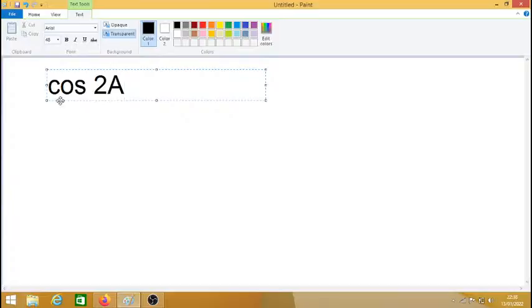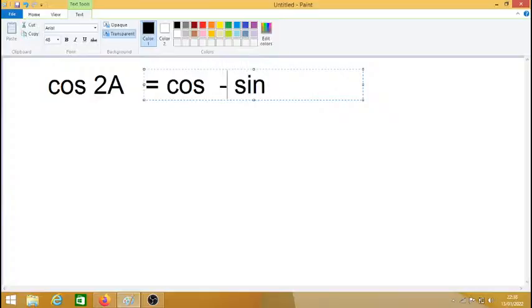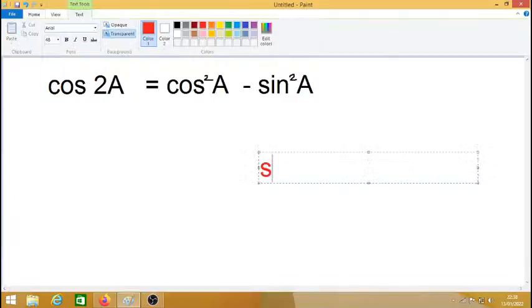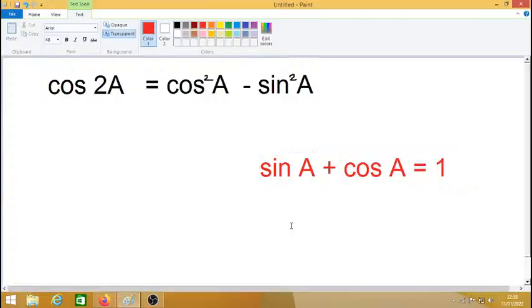Yesterday we learnt the cos 2a formula. It's equal to cos squared a minus sine squared a. But today we're going to realize that actually we don't have to stop there, because we can play a little bit around with the formula based on what we learned, maybe in year 1, which is that sine squared plus cos squared is equal to 1.